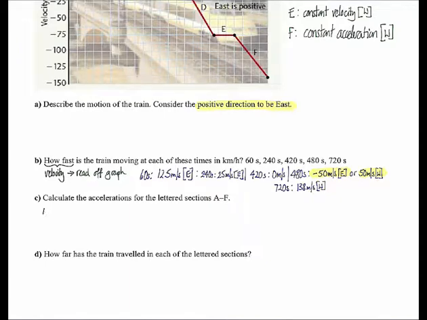So for section A, the acceleration is slope, which is rise over run, which is the same as delta V over delta T in this case. And the rise is 25 meters per second. The run is 120 seconds. And if I divide those, I get 0.21 meters per second per second. And the direction is east. Okay, so that's it for section A. I do the same thing for the other sections, and I can write them in there.